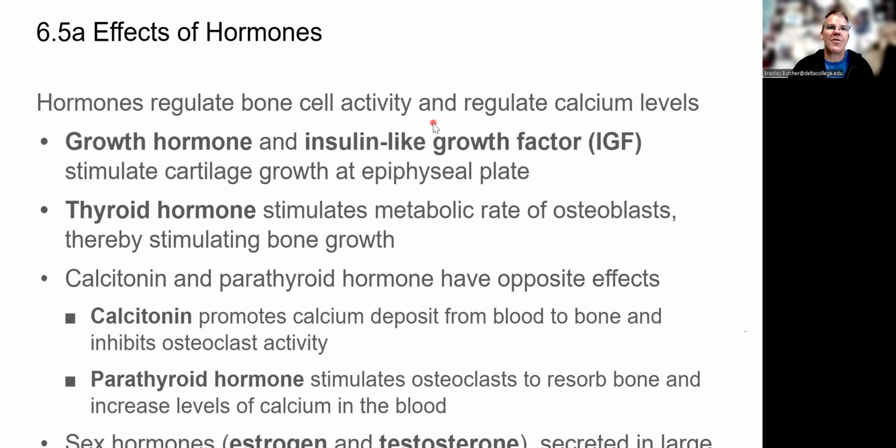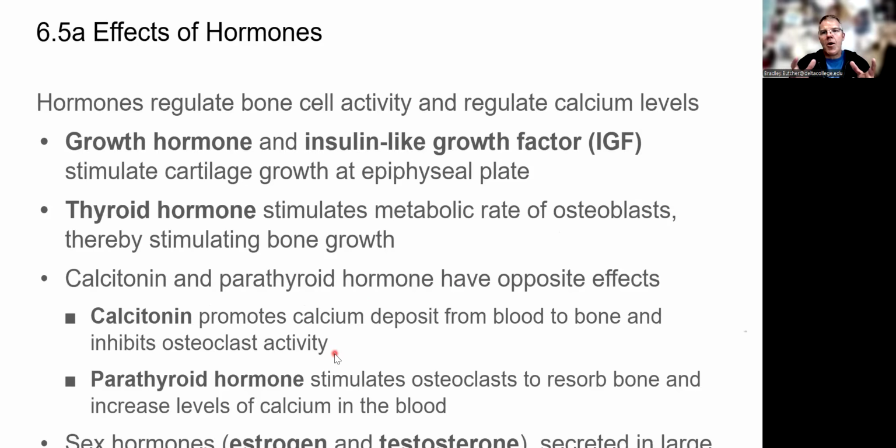So hormones regulate bone cell activity and regulate calcium levels. We have growth hormone, and insulin-like growth factor, also a hormone. They stimulate cartilage growth at the epiphyseal plate. Thyroid hormone stimulates the metabolic rate of osteoblasts. That just means making those osteoblasts build faster, and that stimulates bone growth. Calcitonin and parathyroid hormone kind of have contrasting effects on each other.